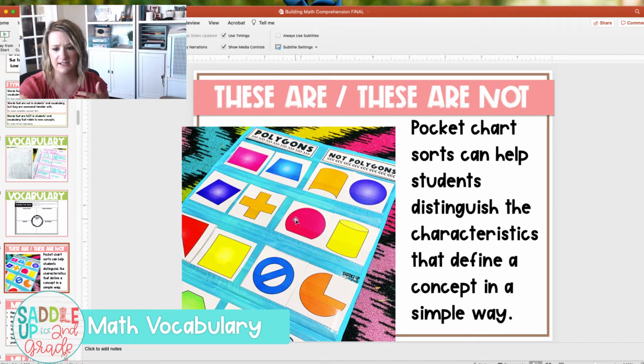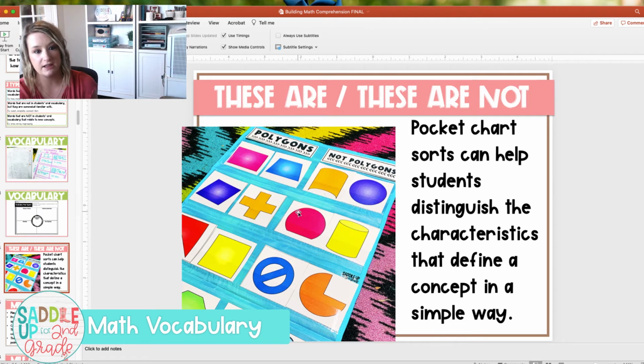So this is just one example. Obviously, you don't have to have a pre-printed version like this. This just is a visual example: these specific cards here are polygons, and these cards over here are not polygons. You can do this with shapes, with types of coins, with place value blocks, time, all kinds of concepts that your kids can use or practice throughout the year.